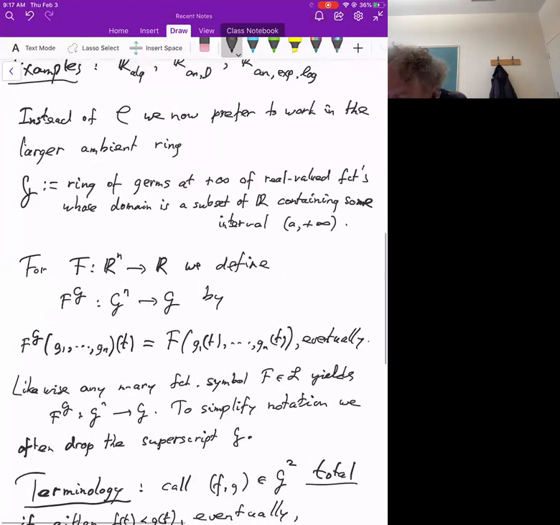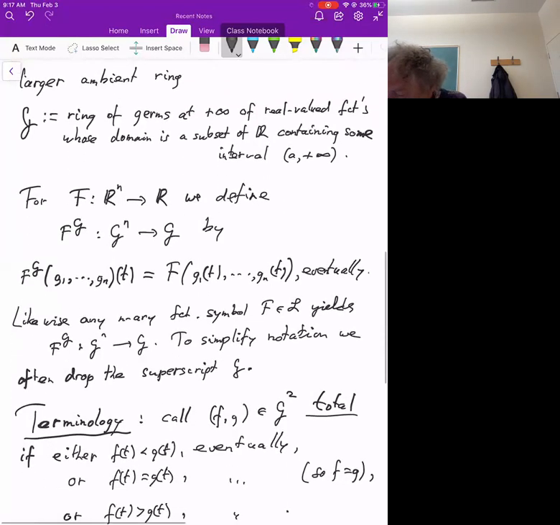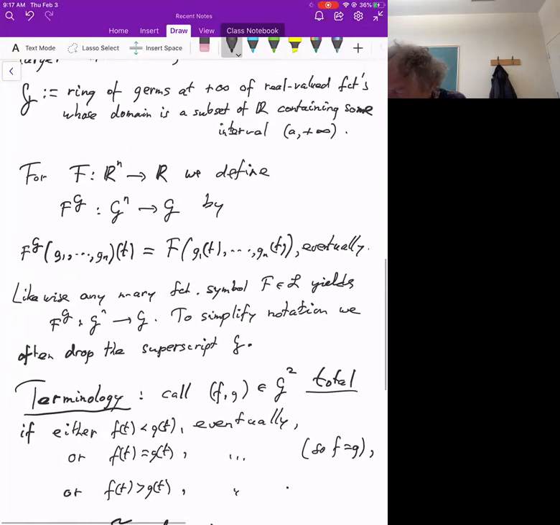And it will be useful to introduce some terminology. By the way, we often will simply drop the superscript G and you just have to think it. It depends on the context, whether we work with F itself or this extension of F to this Henry operation on G.